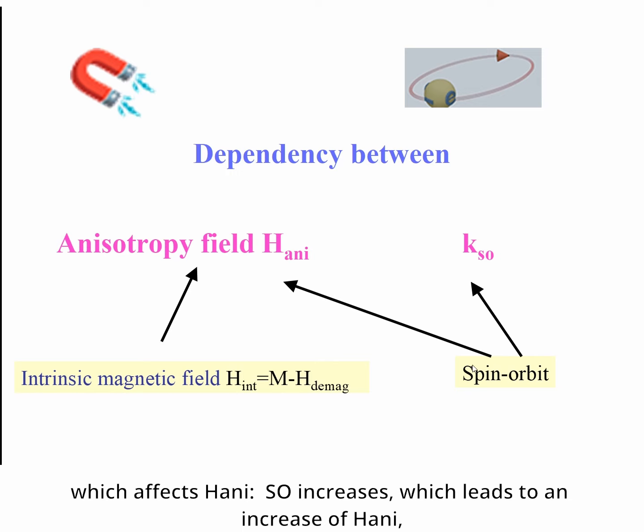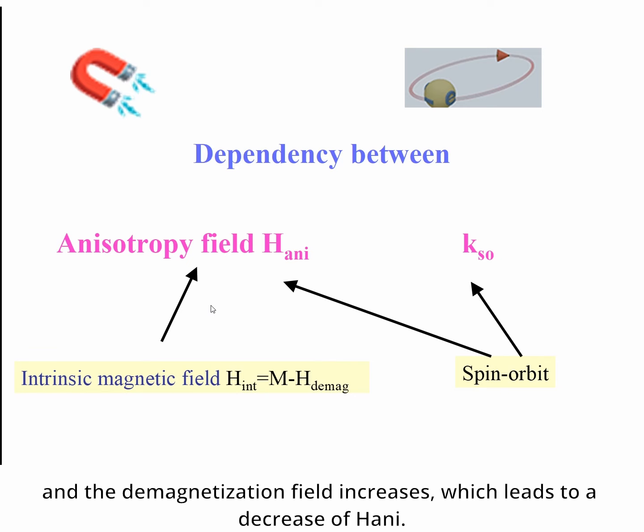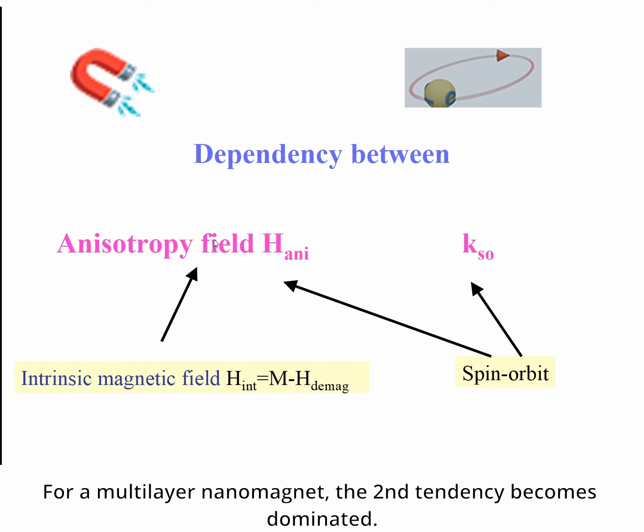Spin-orbit interaction increases, which leads to an increase of the anisotropic field. And the demagnetization field increases, which leads to a decrease of the anisotropic field. For multilayer nanomagnets, the second tendency becomes dominant.